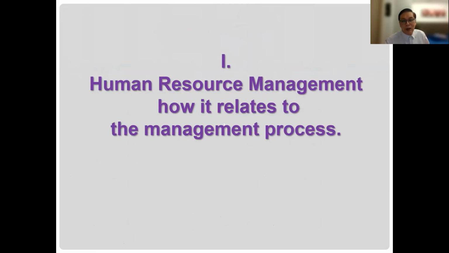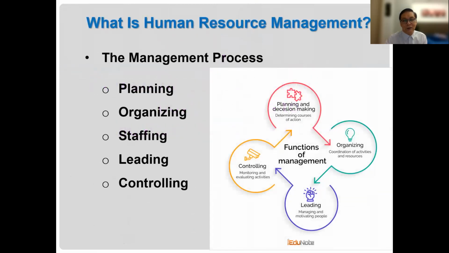So how does HRM relate to the management process? You pick any book, any text from a bookstore or from your school, and most management books will talk about the management process as having the following functions: planning, organizing, staffing, leading, and controlling. Now, the HRM function pretty much lies in the area of staffing. And this part is where we are focusing on as far as human resources is concerned.